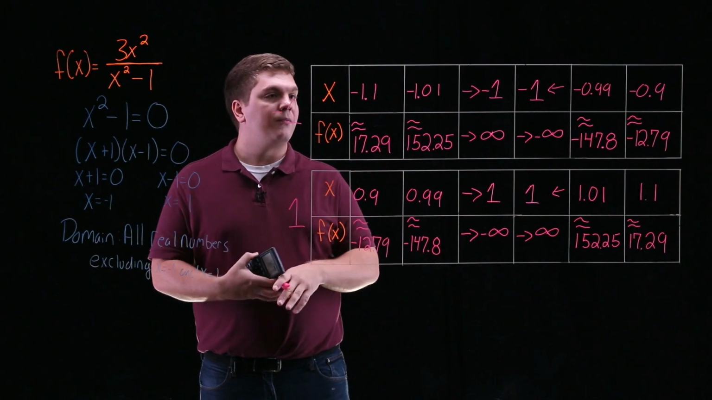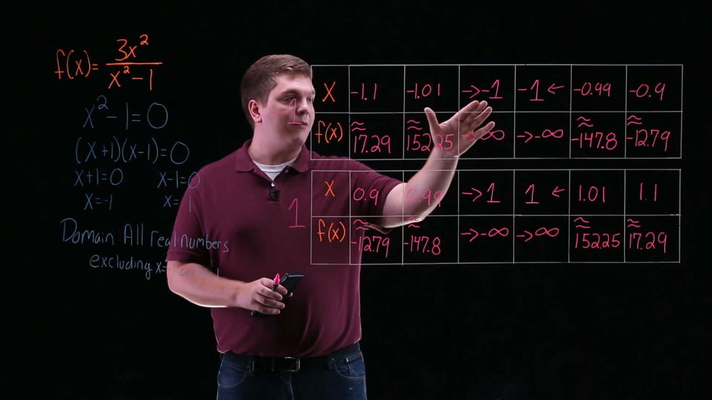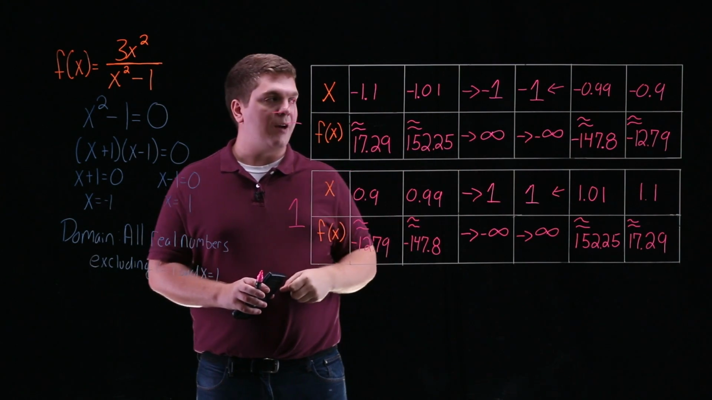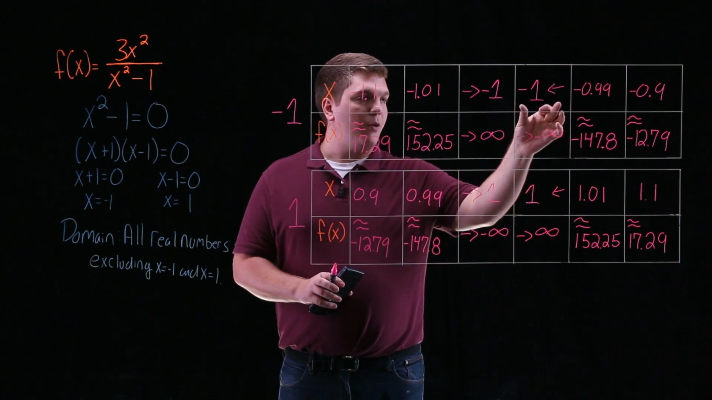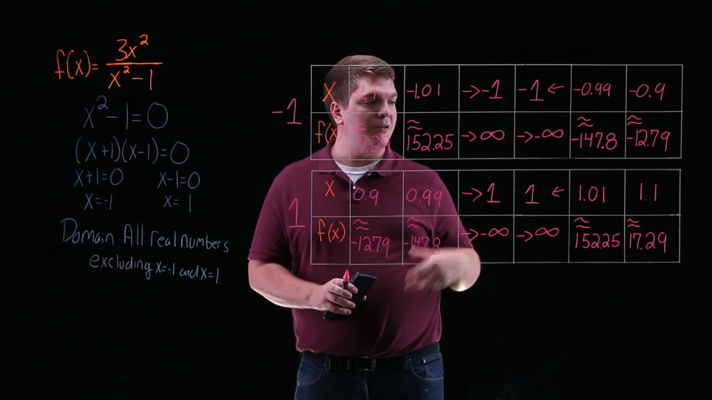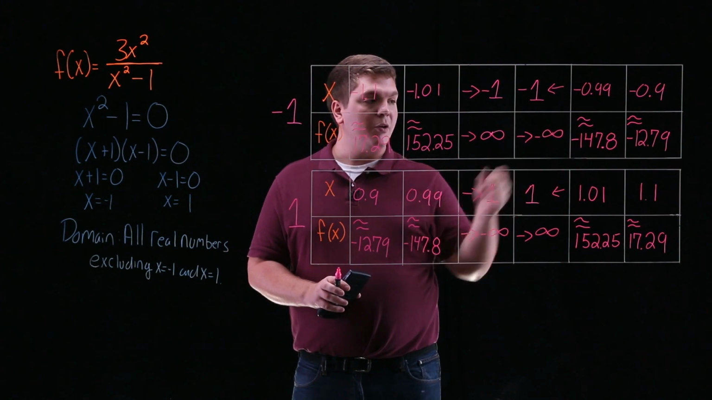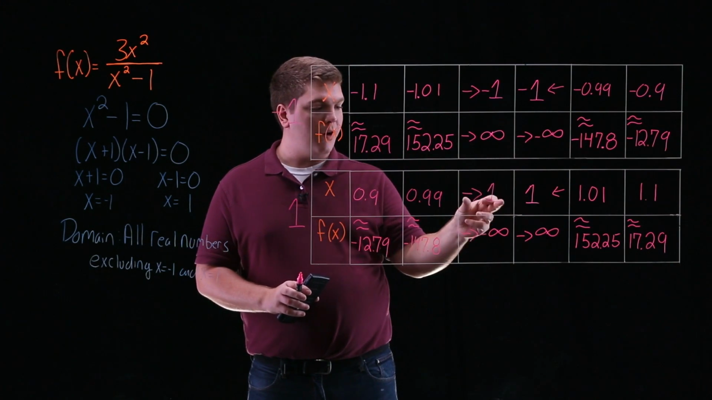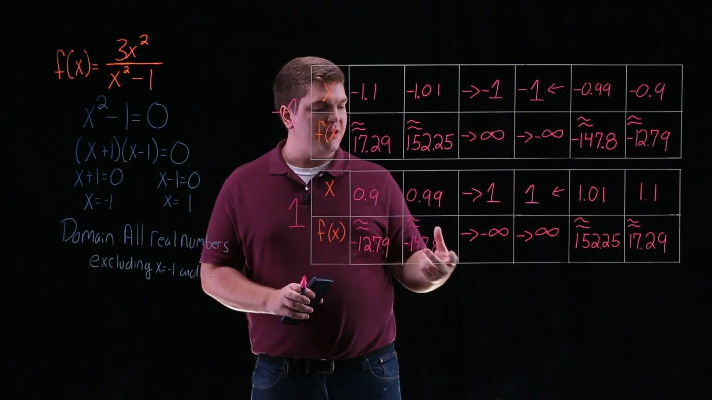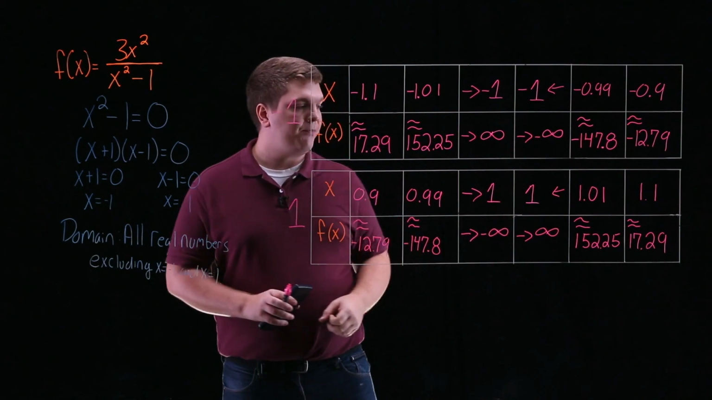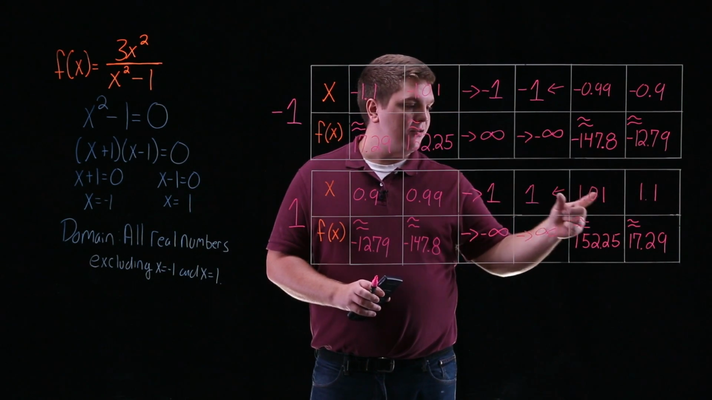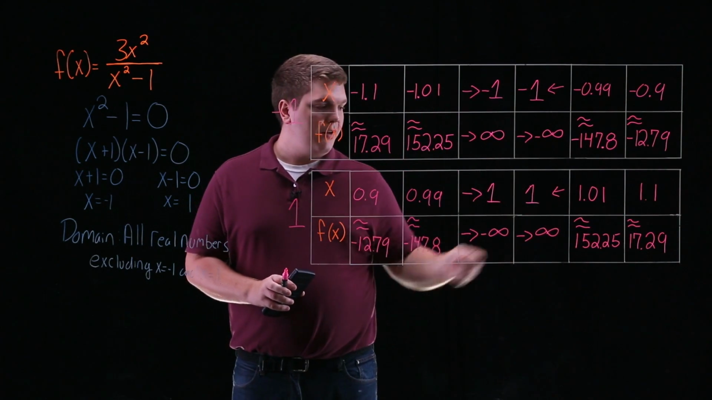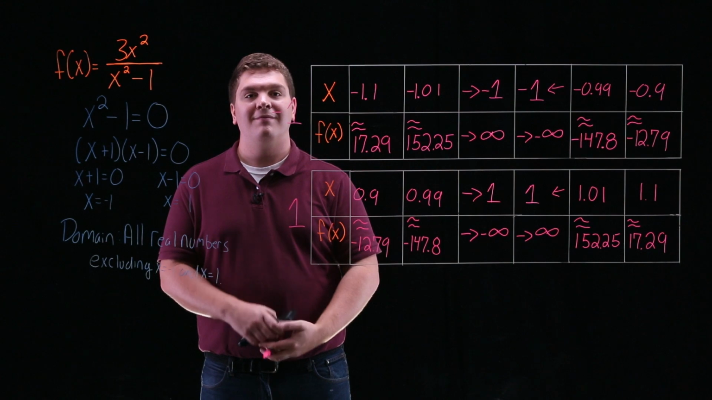Just to recap: as x approaches negative 1 from the left, our function value approaches infinity, or increases without bound. As x approaches negative 1 from the right, our function value decreases without bound, or approaches negative infinity. As x approaches 1 from the left, our function value decreases without bound, or approaches negative infinity. And as x approaches 1 from the right, our function increases without bound, so we say it approaches infinity. Thank you.